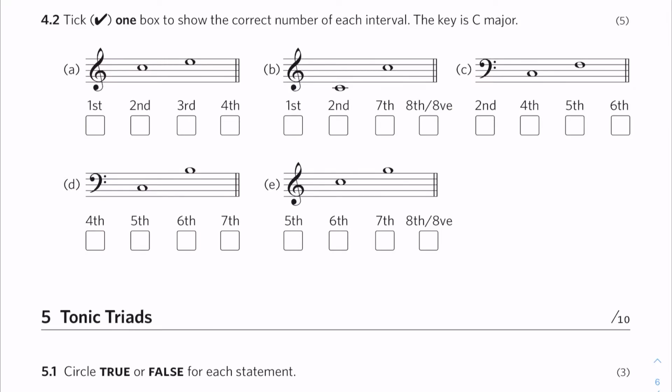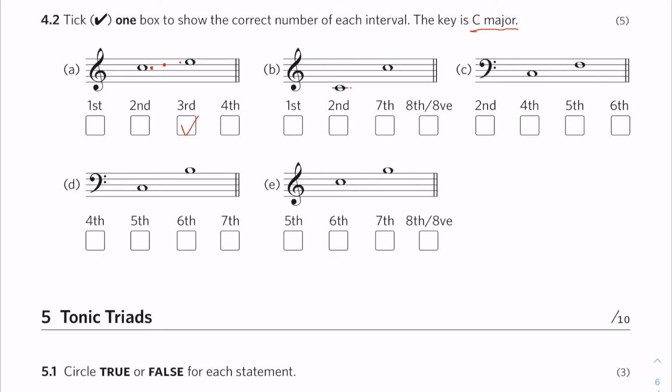The key is C major, and when you are working with intervals, it's very simple. All you need to do is to count correctly. Make sure you start with the note you're starting with. Count that note as well. So this is 1, this is 2, this is 3. It is a third.